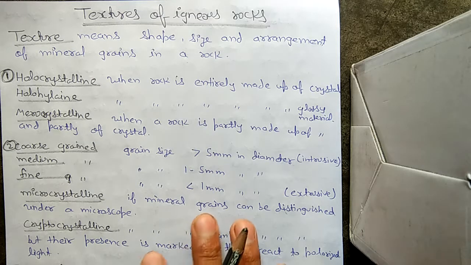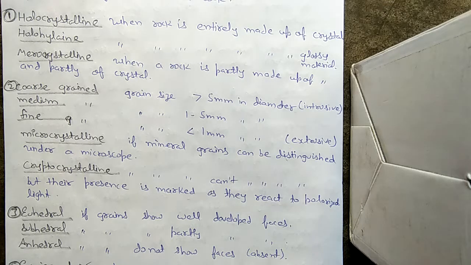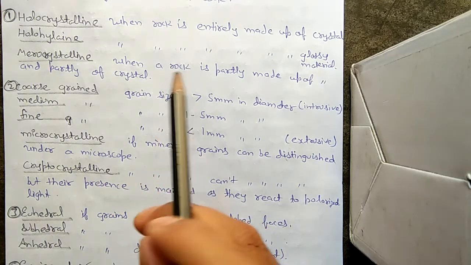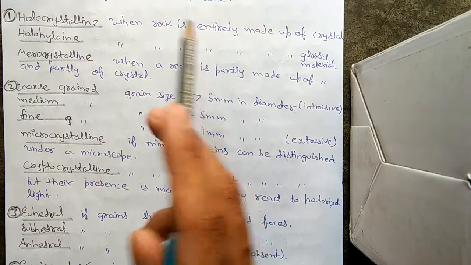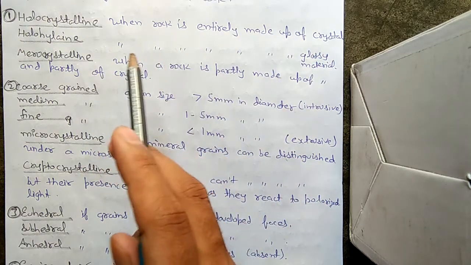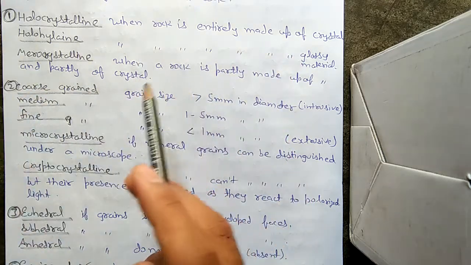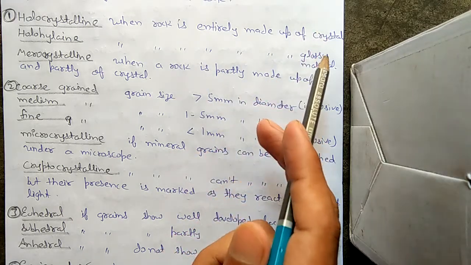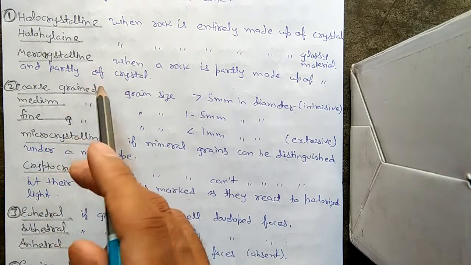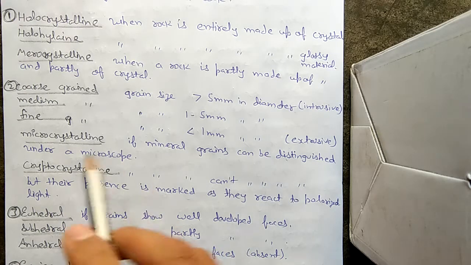So the first categorization includes holocrystalline, holohyaline, and merocrystalline. What is holocrystalline? When a rock is entirely made up of crystals, that texture is called holocrystalline texture. When the rock is entirely made up of glassy material, that is called holohyaline texture. And when the rock is partly made up of crystals and partly made up of glassy material, that is called merocrystalline or hemicrystalline.